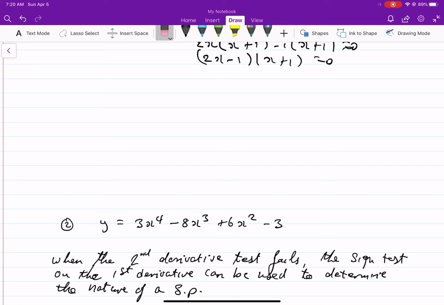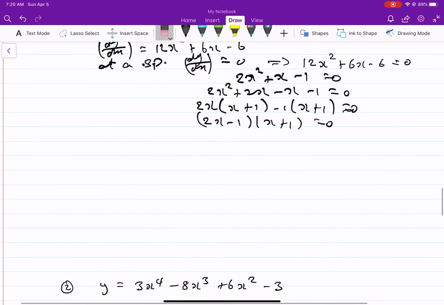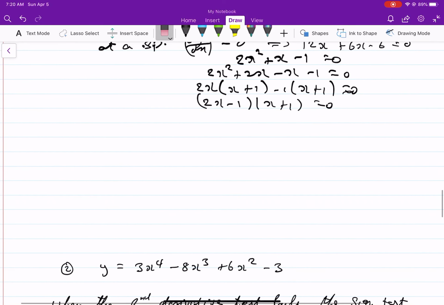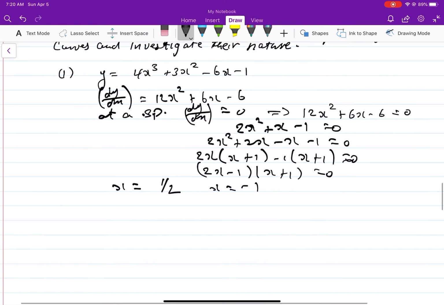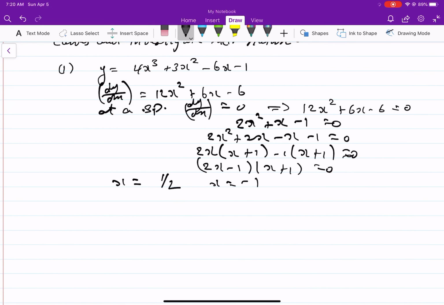Squared 2x minus x is x minus 1. Yes, I think I'm right. From which I'll get x is equal to a half and x is equal to minus 1. Okay. I need to now use both values of x, plug it back into the original equation to find the corresponding y coordinate.